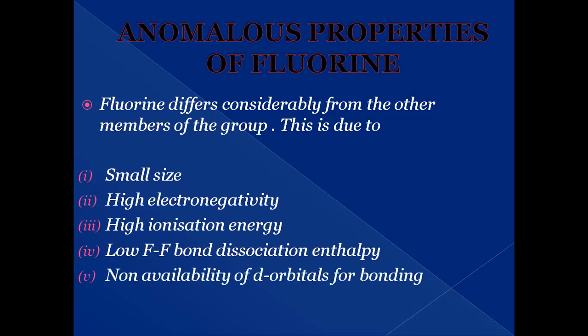And finally, it does not have any d orbital for bonding. That is what I have told you. It does not have any empty d orbital in its valence shell, as a result of which it will not be able to expand its octet as the other elements do. So this is the reason why fluorine shows anomalous properties.